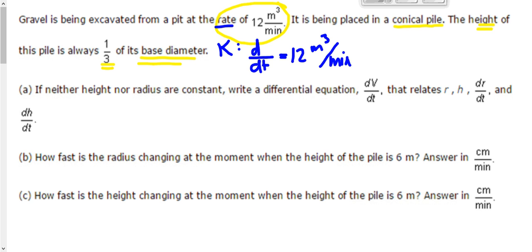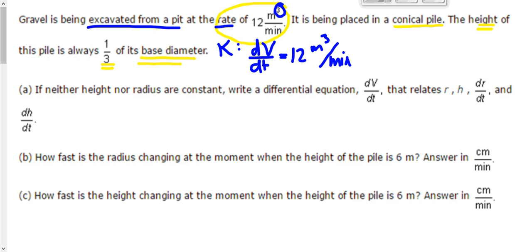Well, there's two things. One, they say gravel being excavated from a pit. So that means the entirety of it is changing. This is also a cubed. Since it's a cubed and it's talking about everything that's on the inside, that's the derivative of our volume. That is the rate of our volume, okay?